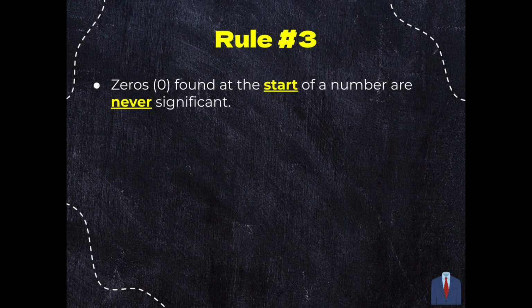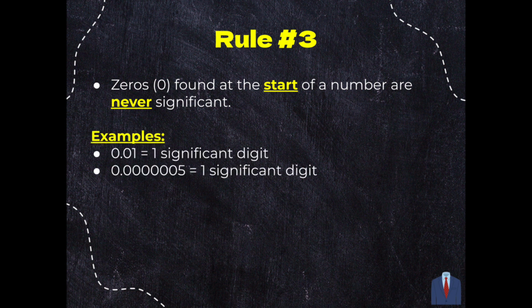The third rule states that zeros found at the start of a number are never significant. This applies mostly to decimal numbers that are less than 1. So looking at 0.01, only the 1 is significant, while the zeros in front of it are not. Even if there are 100 zeros before the 1, there is still only going to be 1 significant digit, unless there is a number before the zeros, making all of them significant, like we learned from rule number 2.